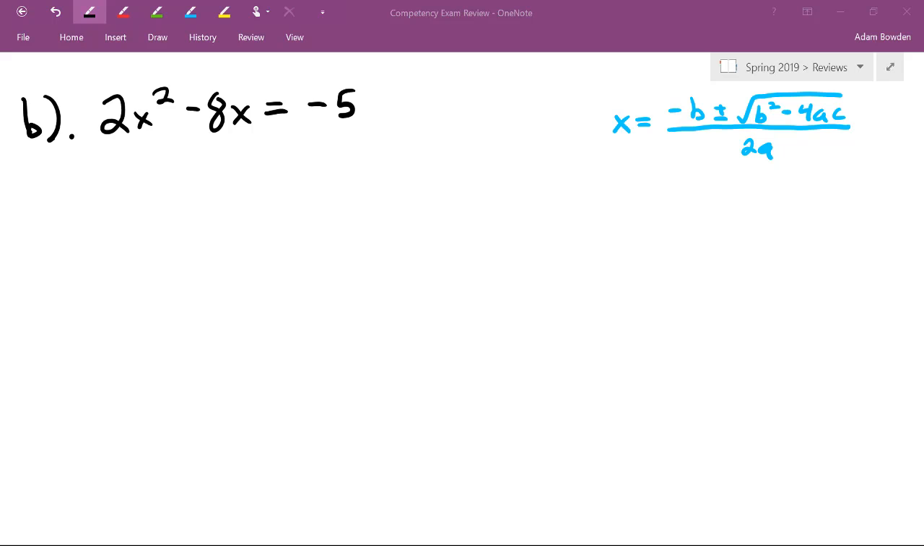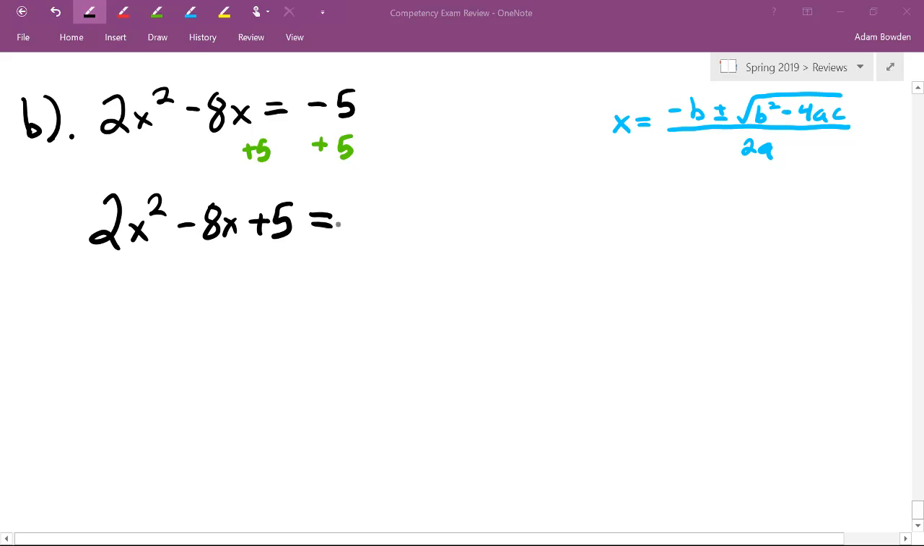Okay, now we're going to try solving another quadratic equation by using the quadratic formula. In this case, notice that there's some numbers on one side of the equation and some numbers on the other side. Before we start plugging into the quadratic formula, we need to make sure everything is on one side of the equation and the other side is 0. So what that is going to involve on this one is we need to add the 5 over to both sides, making this into 2x squared minus 8x plus 5 equal to 0.